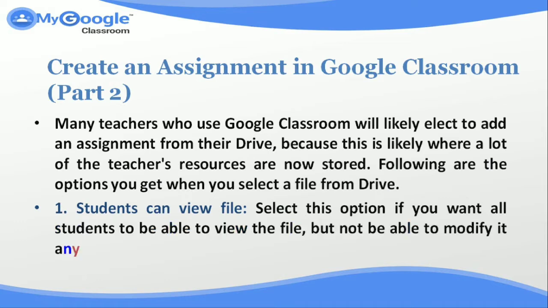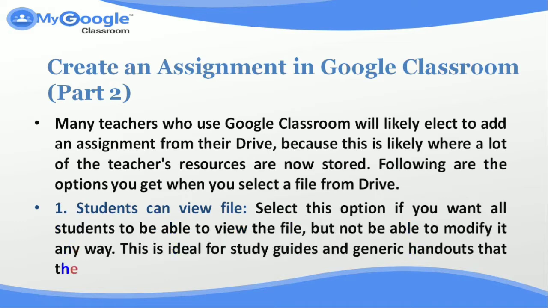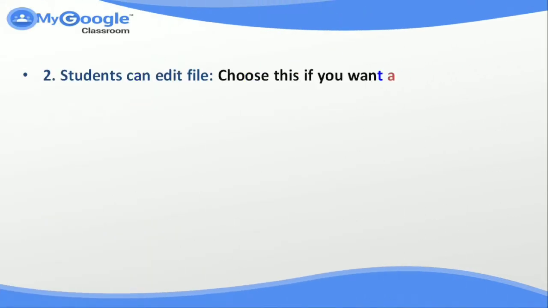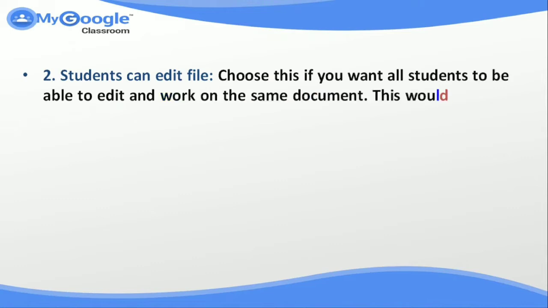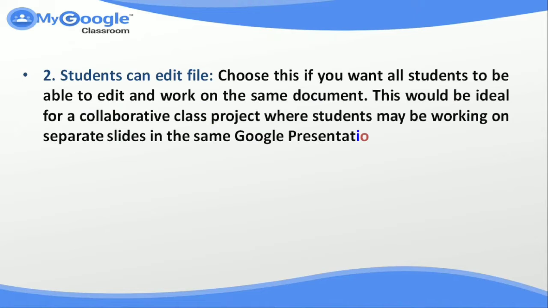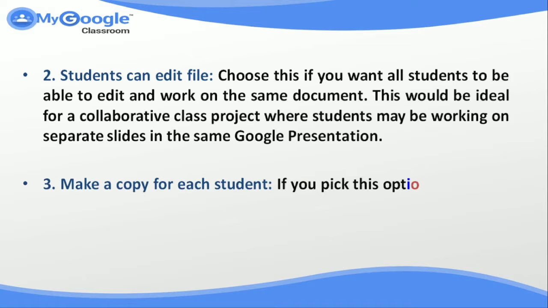Select this option if you want all students to be able to view the file, but not be able to modify it in any way. This is ideal for student guides and generic handouts that the whole class needs access to. Number 2. Students can edit file. Choose this if you want all students to be able to edit and work on the same document. This would be ideal for a collaborative class project where students may be working on separate slides of the same Google presentation.